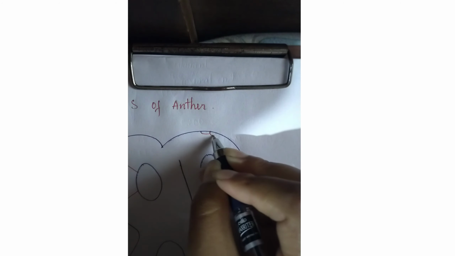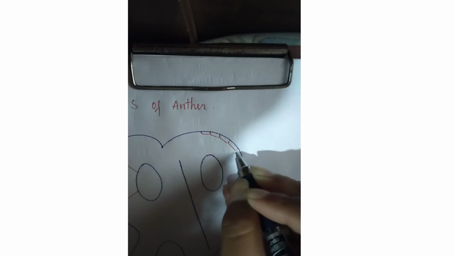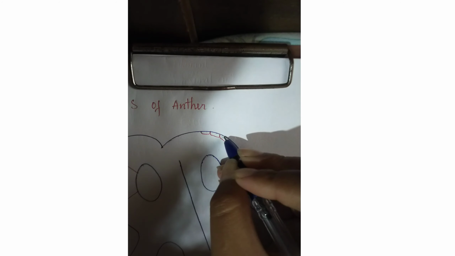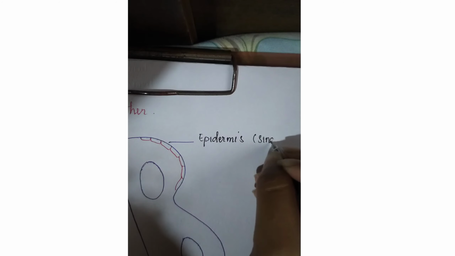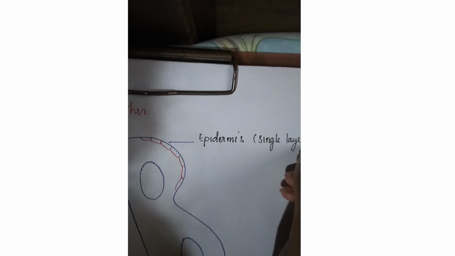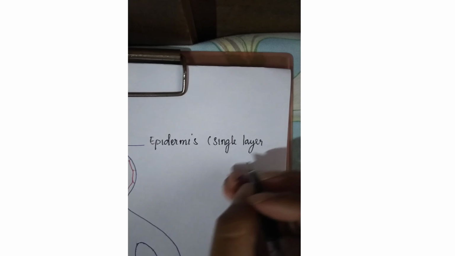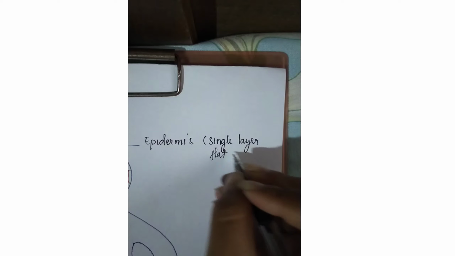So now we shall study the anther wall. The anther wall is composed of four layers. The first layer is known as the epidermis. The epidermis is a single layer of flat cells.